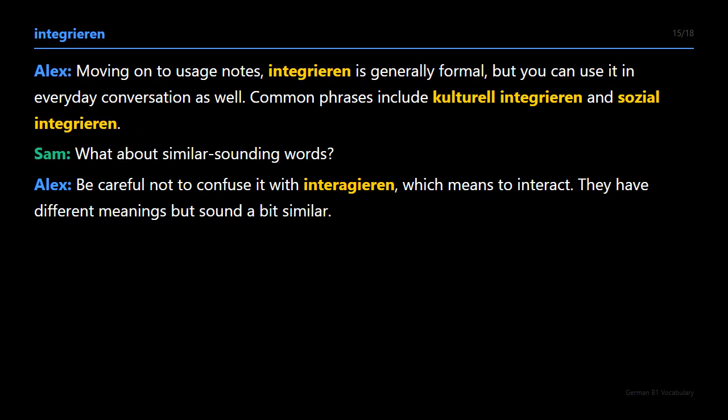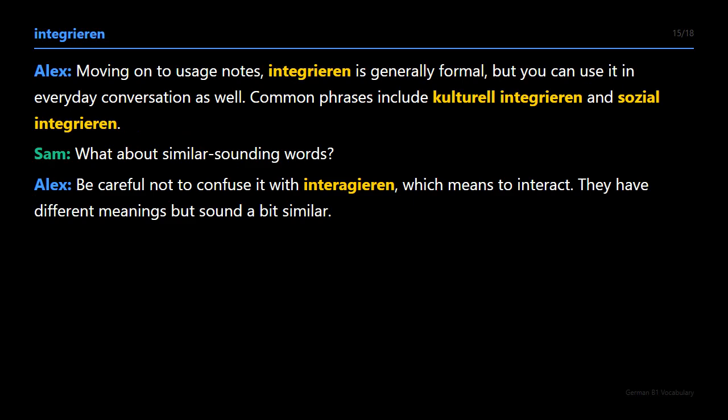Moving on to usage notes. Integrieren is generally formal, but you can use it in everyday conversation as well. Common phrases include Kulturell integrieren and Sozial integrieren.